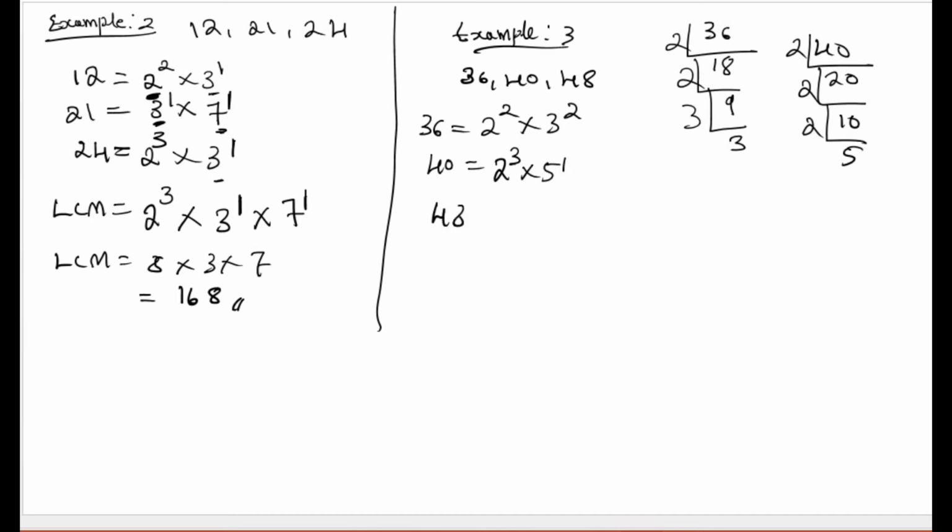Next 48. Okay, 48, find the prime factorization. 2 2s are 4, 2 4s are 8, 2 12s are 24, 2 24s are 48, 2 3s are 6. So 48 is equal to 2 to the power 4 into 3 to the power 1.